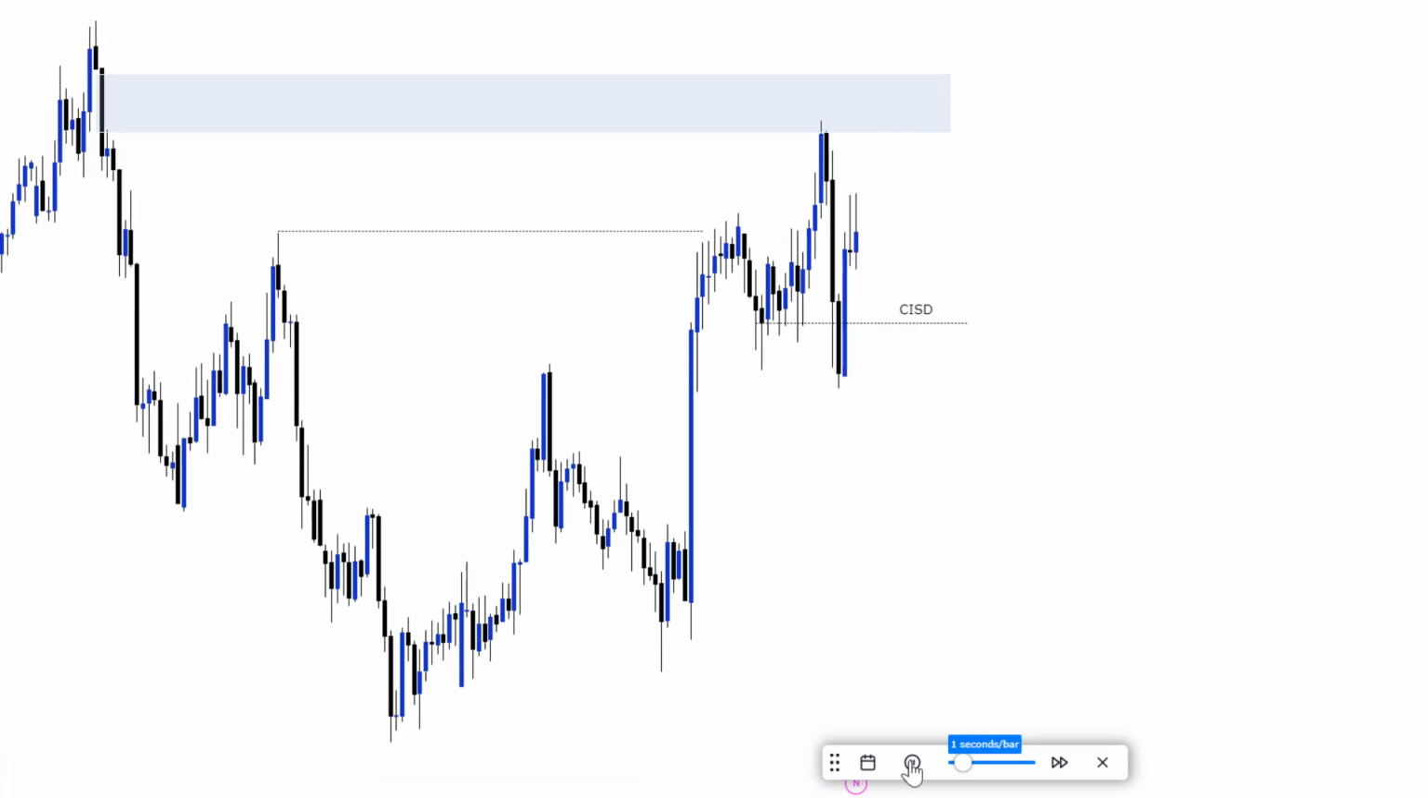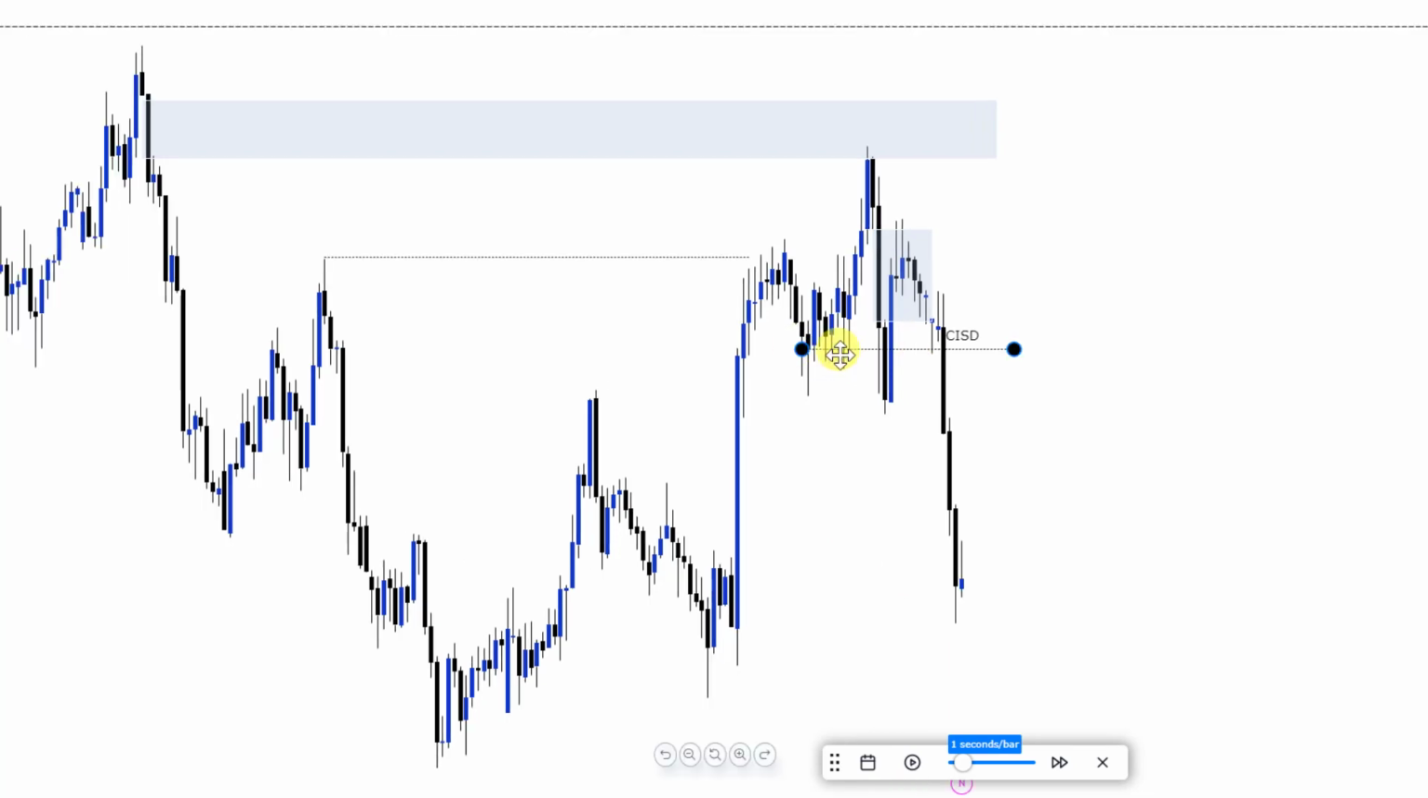Now price comes back into this fair value gap. It didn't just retest this, instead it pulls back deeply to rebalance this inefficiency right here, so there is no need for price to come back, retest the inefficiency, possibly mitigating a refined order block, and you see price starts to move away. This is a simple way to take advantage of change in state of delivery.